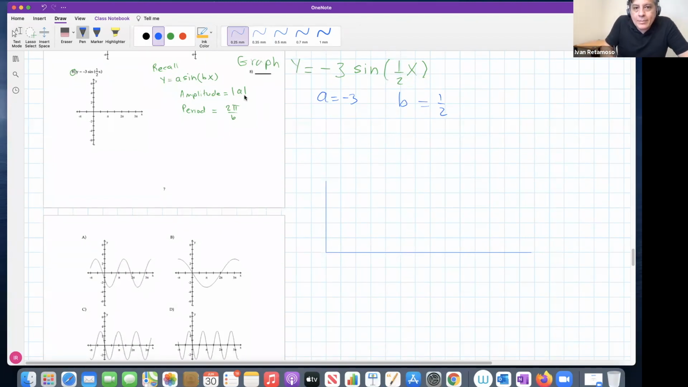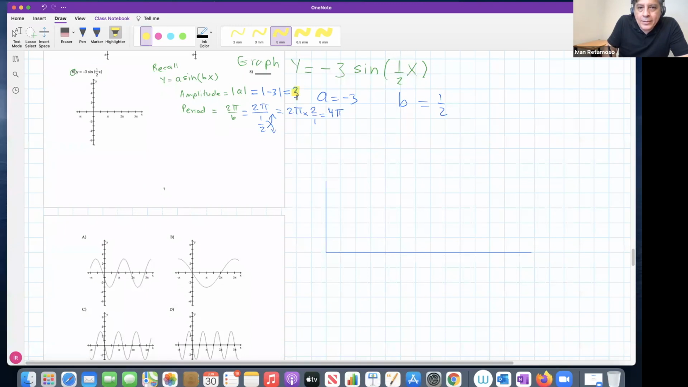Look, amplitude is absolute value of A. So absolute value of -3, which is going to be equal to 3, right? So we got the amplitude. 3 up, 3 down from the middle line. Period 2 pi over B. But our B happens to be 1/2. Remember, when you divide by a fraction, you end up multiplying by the reciprocal of the fraction, which is going to be 2 over 1. 2 pi times 2, 4 pi divided by 1, 4 pi, right? So I'm looking for a graph with period 4 pi with amplitude 3, right? Amplitude 3, period 4 pi.